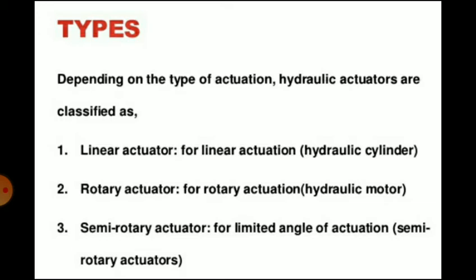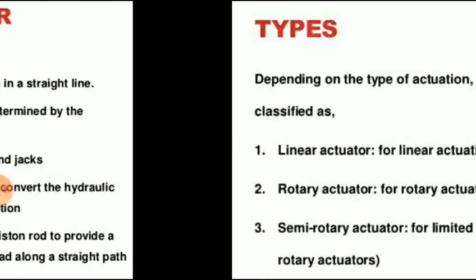Second is rotary actuators. Rotary actuators convert hydraulic energy into rotational motion. They may be further divided as limited rotation actuators and hydraulic motors. Limited rotary actuators transmit a part of full rotation, whereas hydraulic motors are equivalent to electric motors, which may be unidirectional or bidirectional. And third is the semi-rotary actuator. It is used for a limited angle of actuation. So this is regarding the types of hydraulic actuators.